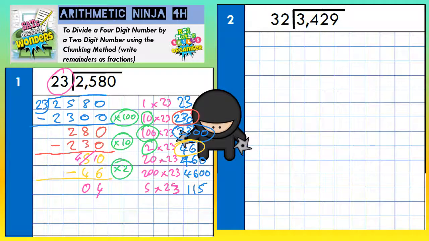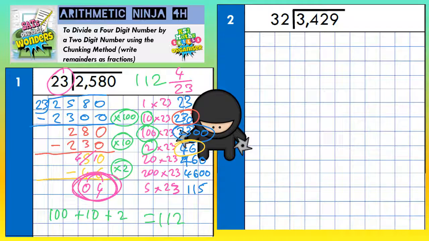So to cut a long story short, all we do now is add up our chunks. We've got a chunk of 100, plus a chunk of 10, plus a chunk of 2. 100 plus 10 plus 2 is 112. So the answer to our question, 2,580 divided by 23, is 112. But we do have this remainder of 4. So we need to put a remainder of 4. But because we're dividing by 23, that remainder would also be divided by 23, which makes our answer 112 and 4 23rds.